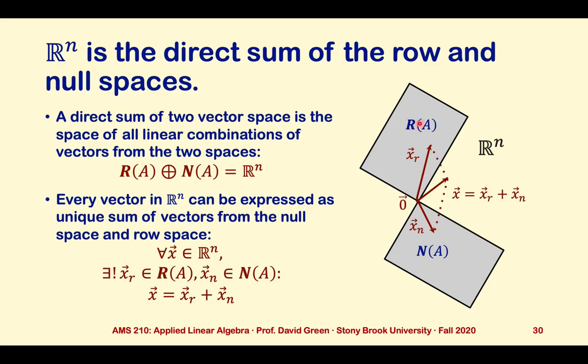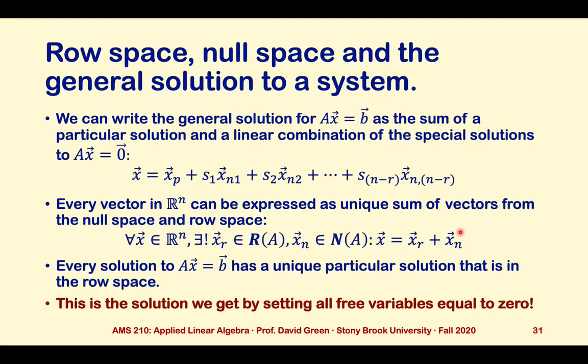The row space and the null space together give us exactly the amount of information we need to describe any vector in Rn and no more. All right. This idea now actually helps us put in context something that we've seen before, the general solution to a linear system.